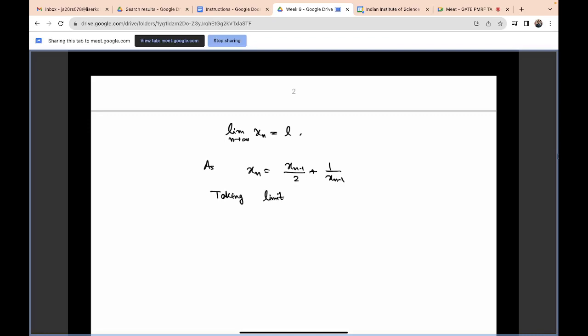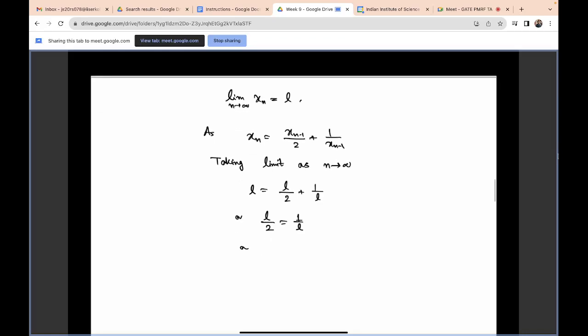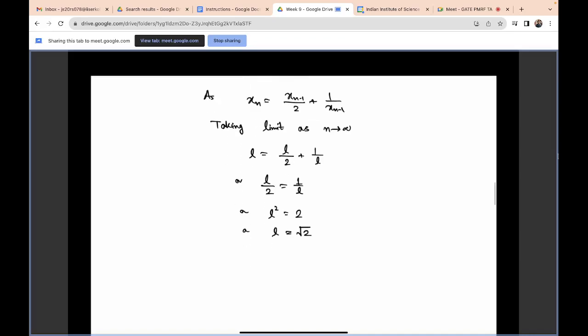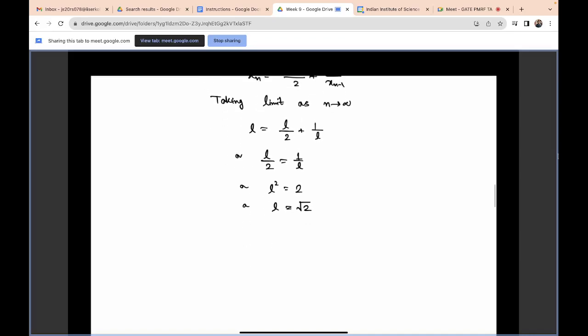Taking the limit as n tends to infinity, the left hand side becomes L, and the right hand side also becomes L by 2 plus 1 by L. If you simplify this, you get L by 2 equals 1 by L, which means L square is 2, or L is root 2. So the sequence will converge to root 2.